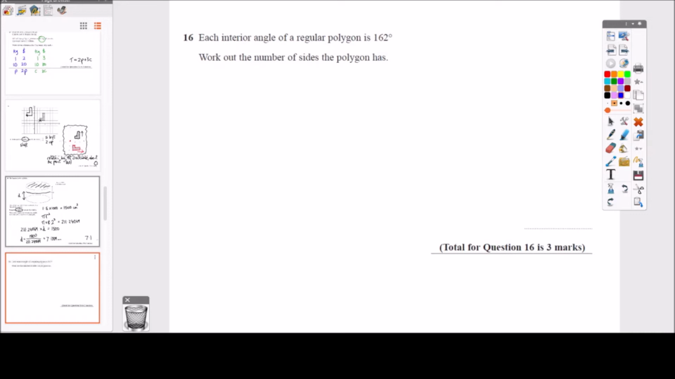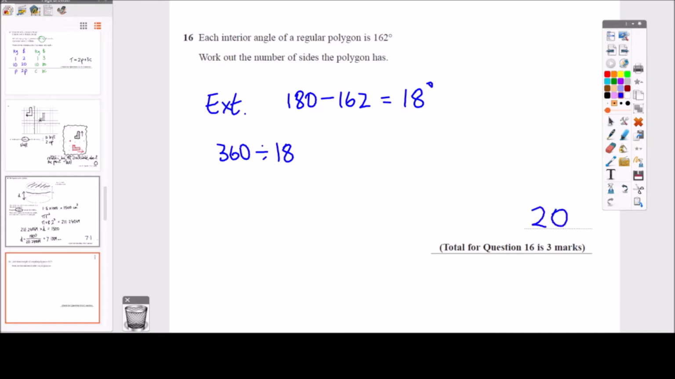So if I know that the interior of 1 is 162, the exterior angle is going to be 180 take away 162, which is 18 degrees. Now, the exterior angles always add up to 360. If each of them is 18, how many of them must there be? So we're going to do 360 divided by 18, and that tells us there are 20 exterior angles, so there are 20 sides.